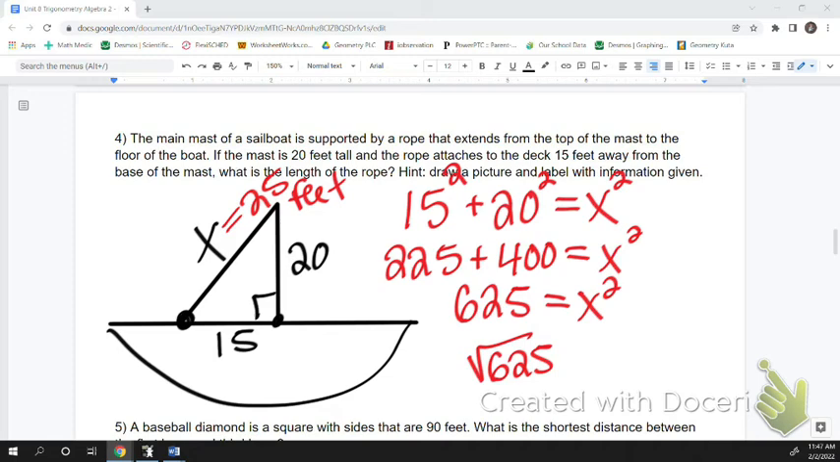Read it. What are we trying to find? I'll give you a hint. You should be making a right triangle in there somewhere. Try number 5. Check in with someone near you.